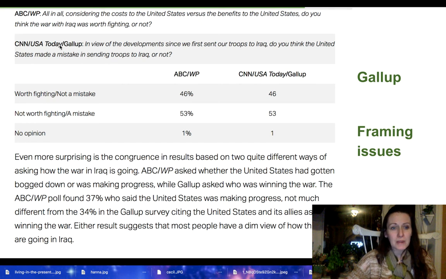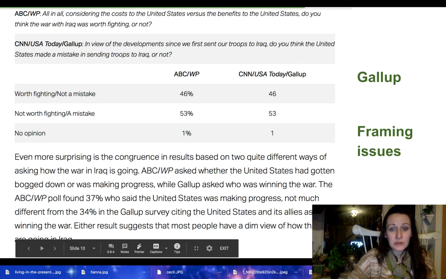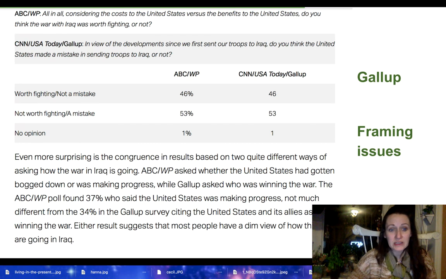All right. Then the CNN USA Today Gallup poll: in view of the developments since we first sent our troops to Iraq, do you think the U.S. made a mistake in sending troops to Iraq or not? Very similar, right? Read below. Even more surprising is the congruence in results based on two different ways of asking how the war in Iraq is going. Below, it says the ABC poll found 37% who said the U.S. was making progress, not much different from the 34% in the Gallup survey, saying the U.S. and its allies.